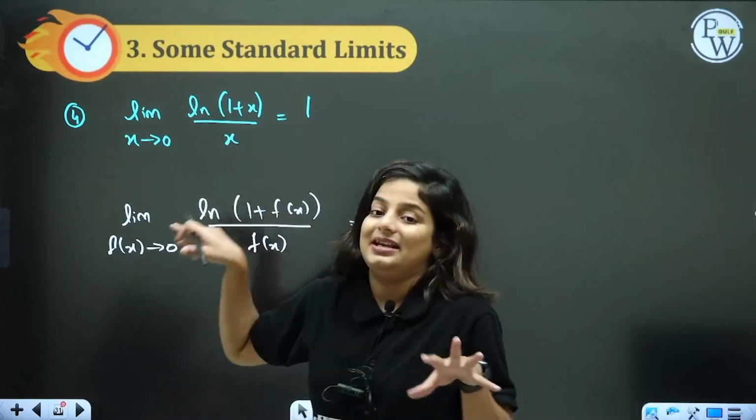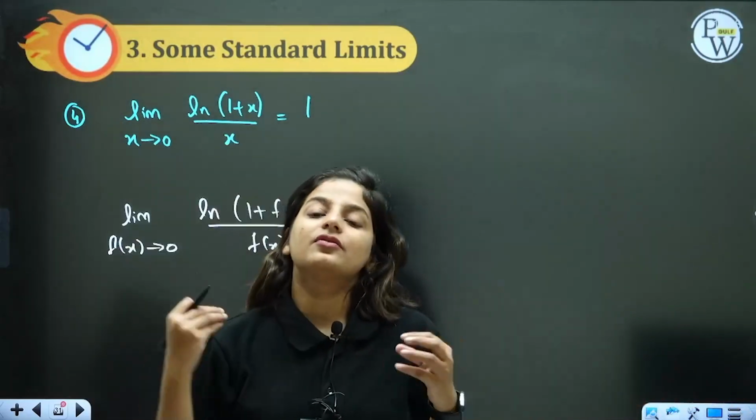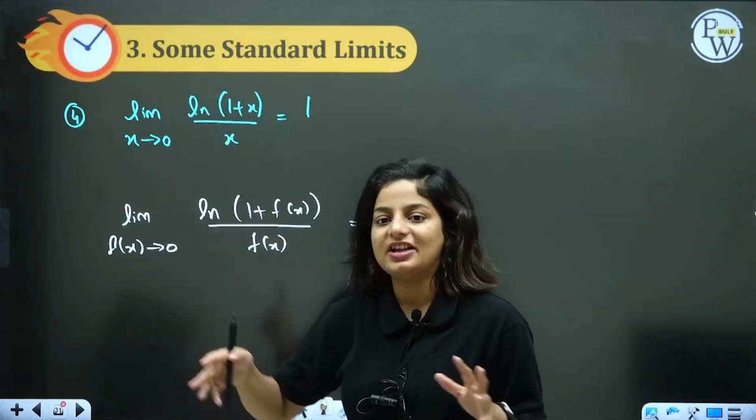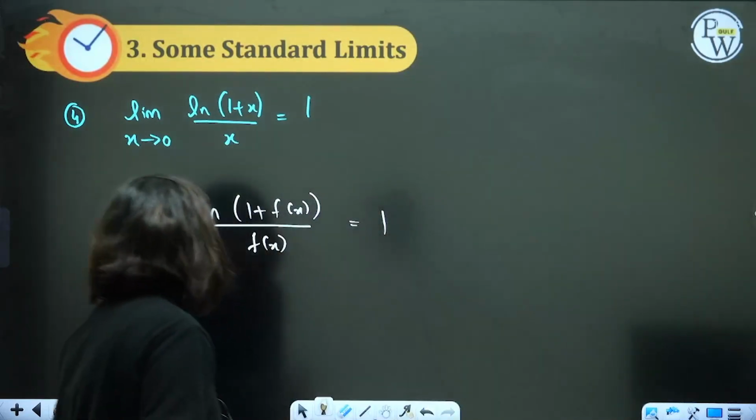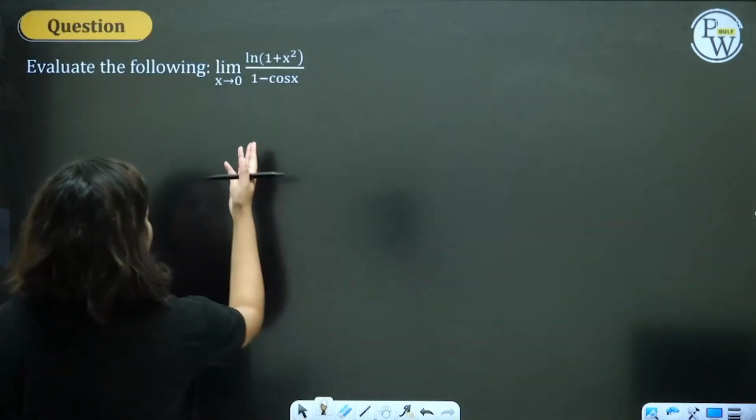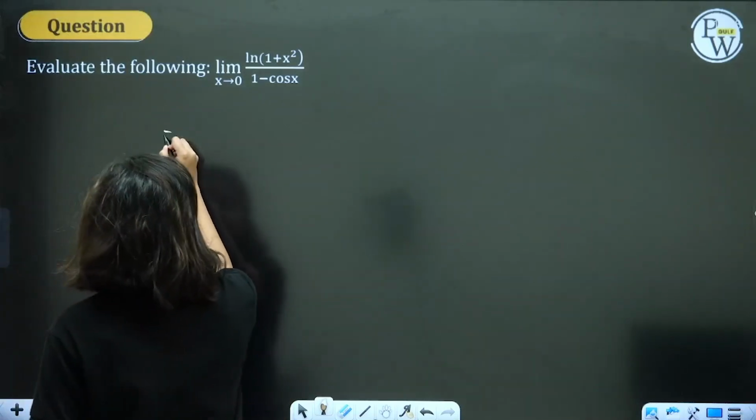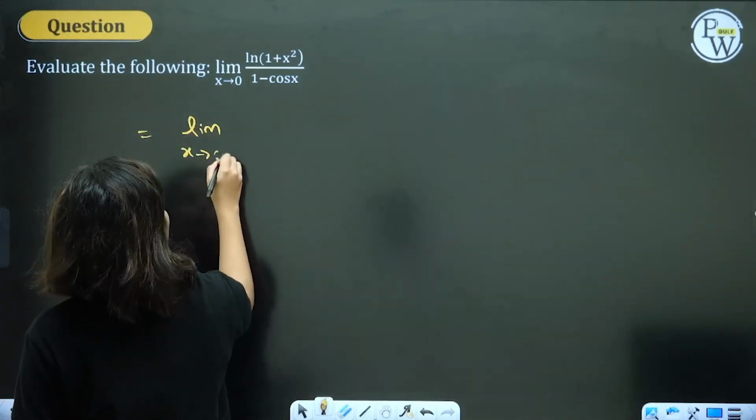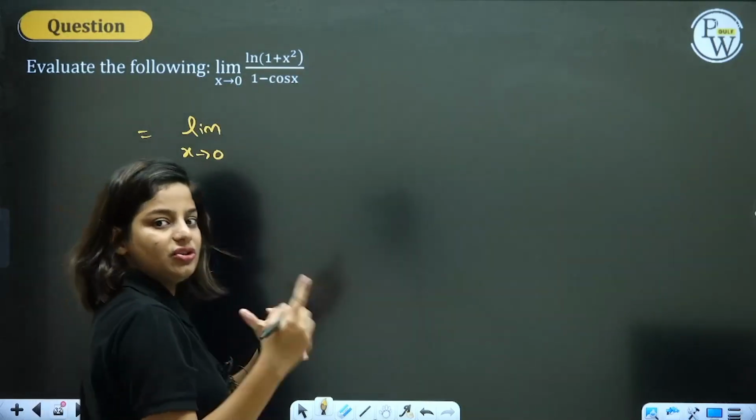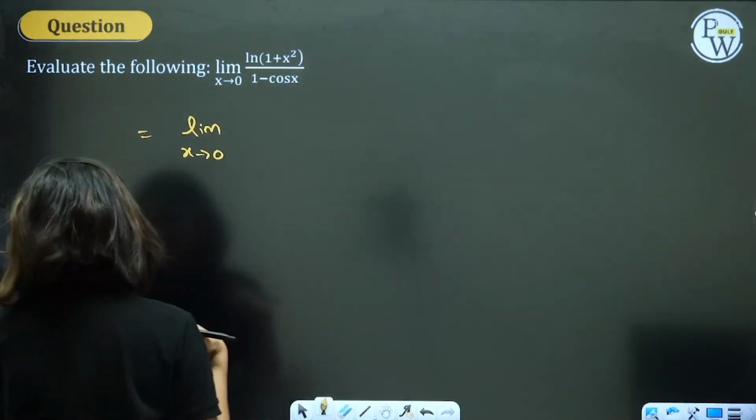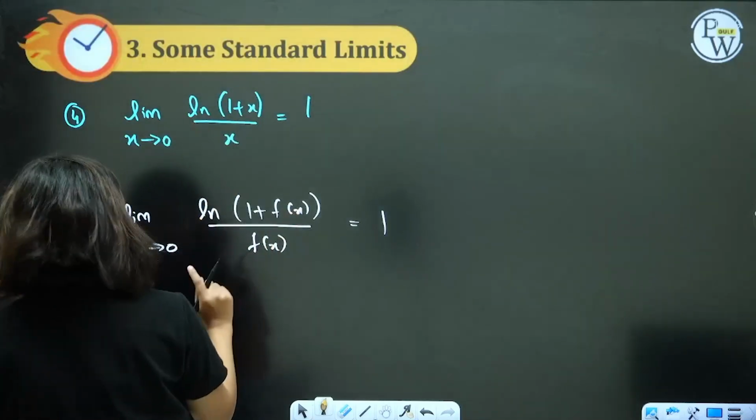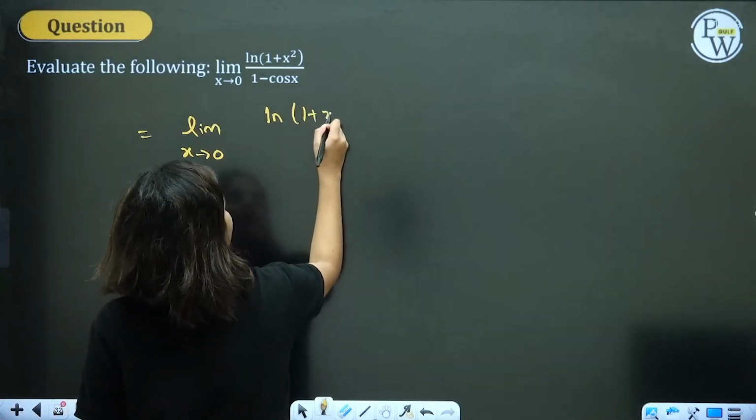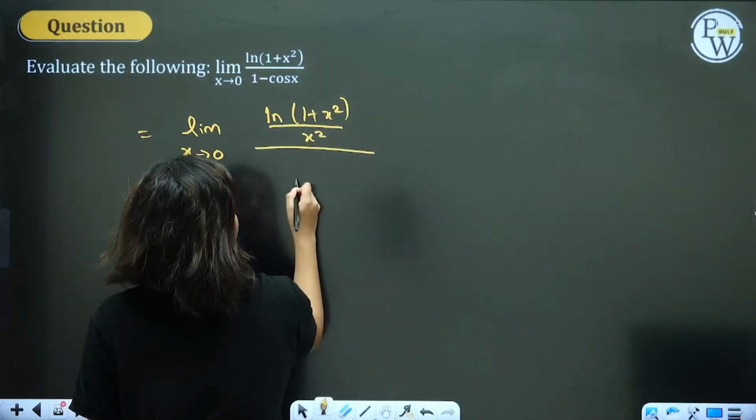Now this is ln, natural log. If you have some other log, common log or any other base, then you convert it into natural log and solve it, and then apply the formula. Evaluate this: ln of 1 plus x square upon 1 minus cos x, limit x tends to 0. See, you can see this is tending to 0. We can apply the formula. Something is missing. What is missing? In the formula, x, x, f of x, f of x. So x square is missing in the denominator. You're right. Let's divide the numerator and denominator with x square.